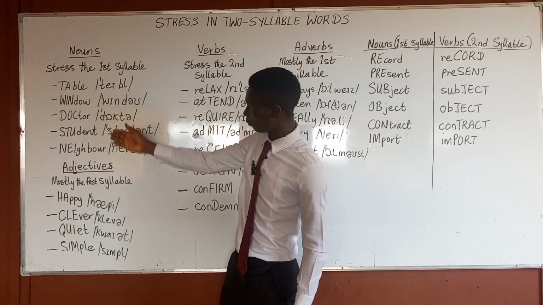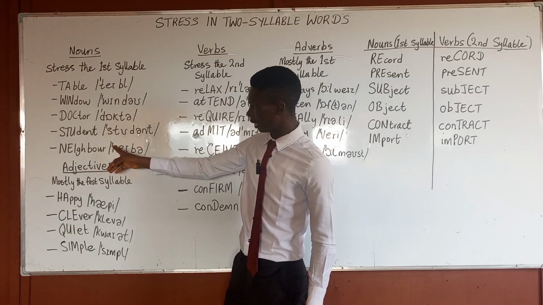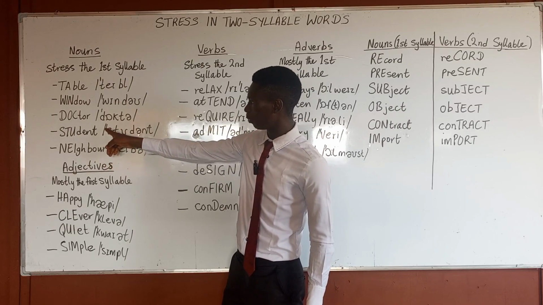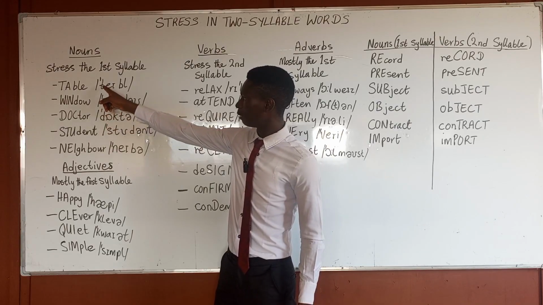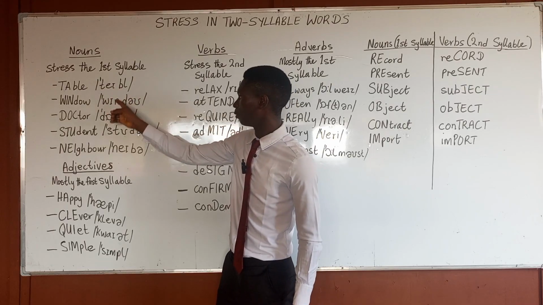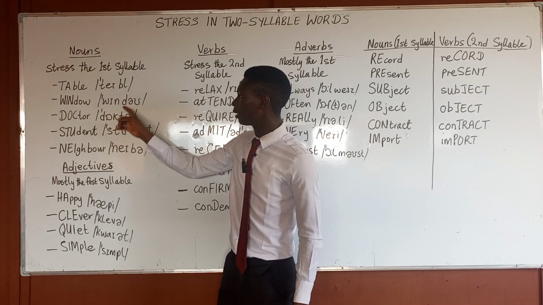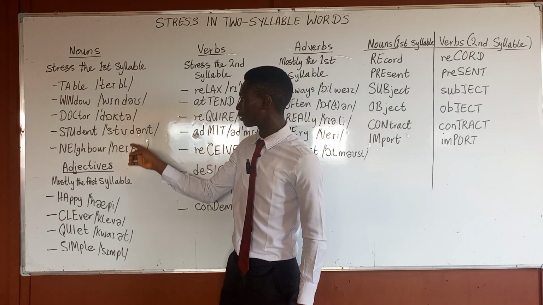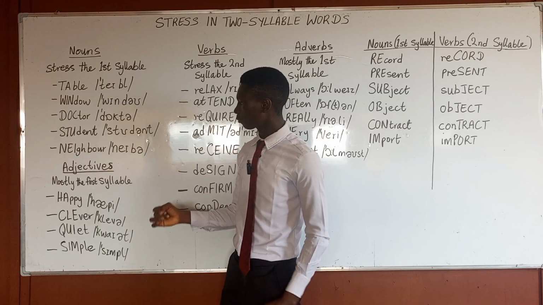So in these nouns, if you look at the transcription, you have the stress symbol at the position of the first syllable. So this is table, window, doctor, student, and neighbor.